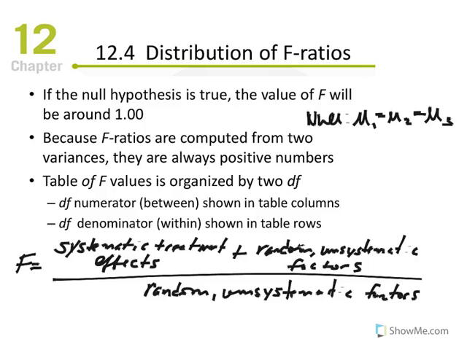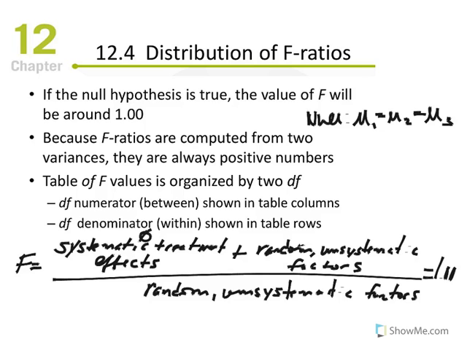Consequently, in this situation, we expect the value of F to be around 1. So as illustrated in the previous video, if there is zero treatment effect, this is equal to 0. And then if we look at the second variable, the random unsystematic factors, if you divide anything by itself, it's equal to 1. So again, an F ratio equal to 1.00 is representative of the null, or provides support for the null, indicating that there's no treatment effect.